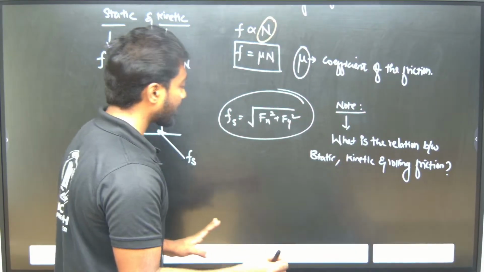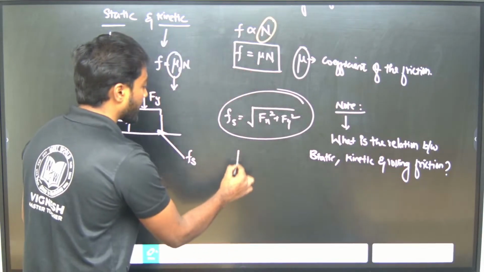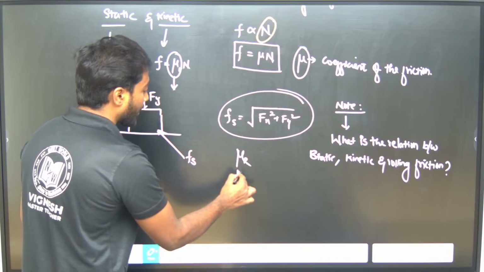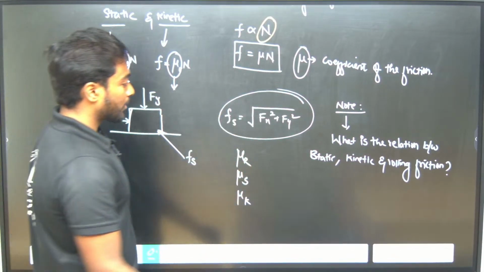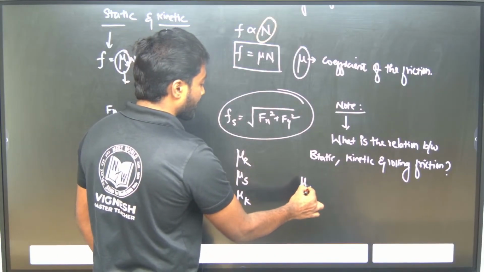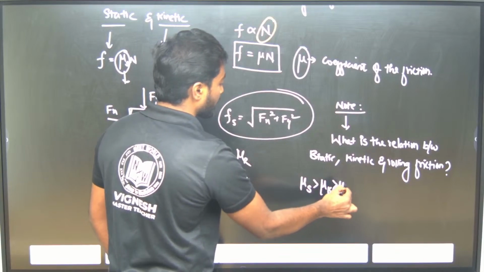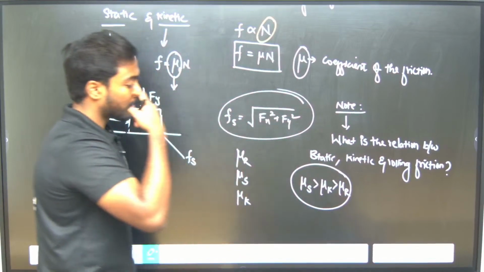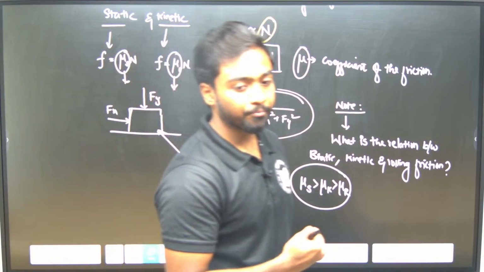Okay. So, similarly, when I talk about static and kinetic, rolling friction is also denoted by mu r. So, mu s is static, mu k is kinetic, mu r is rolling. So, the relation is mu s greater than mu k greater than mu r. So, this is my relation for static, kinetic and rolling frictions. Okay.